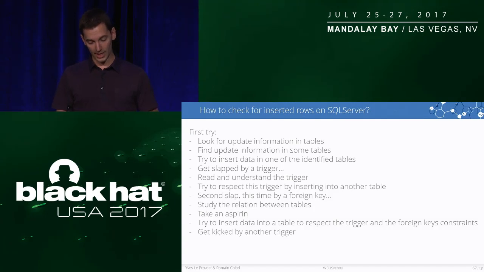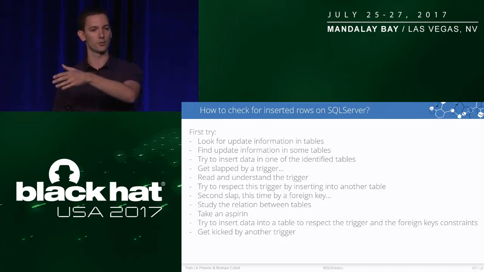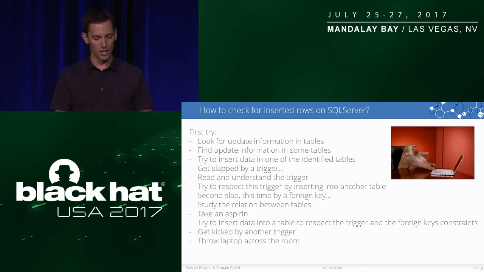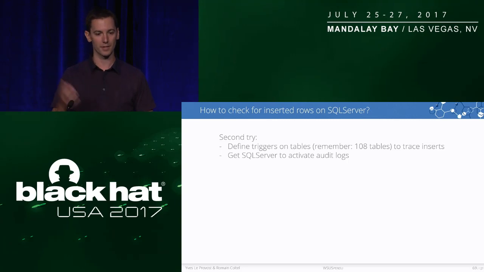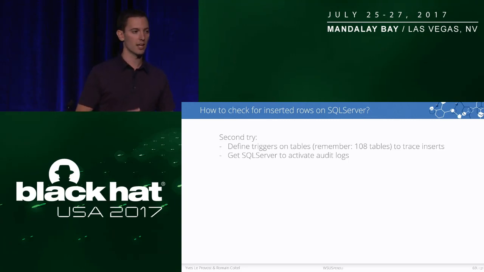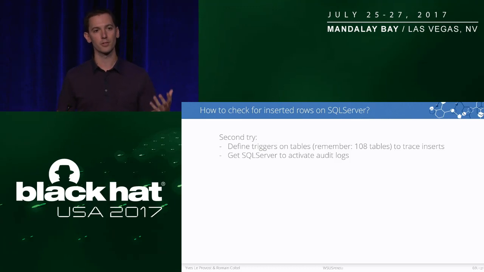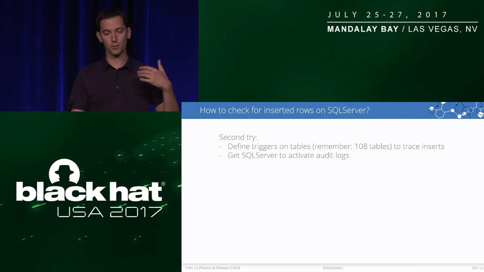And again, there was another trigger saying, nope, you can't do that. So we're talking about around 10 or 15 tables that we need to insert into before inserting into our own table where we want to. At this time, we were just thinking, that's way too complicated. Let's try something else. So the second try is, instead of the triggers being the problem, we tried to make them the solution by making them trace insertions during WSUS synchronizing with the Microsoft Update service.